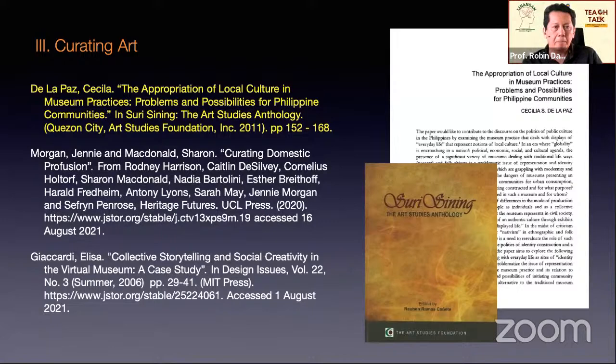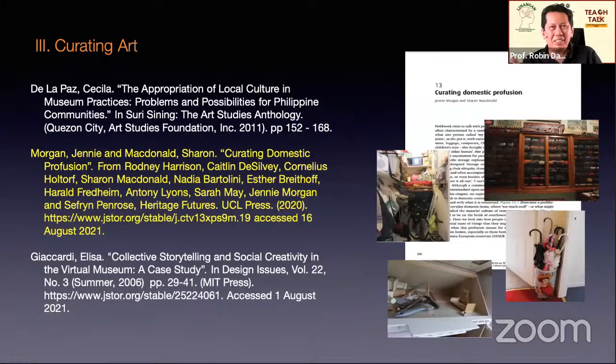Second article, and this is especially important during the pandemic, is curating domestic profusion. This is actually a little more anthropological, but it had to do with the curation of items at home. That's why you see pictures here of tools, collections of knickknacks, collections of umbrellas, things like that. Because one of the things I told my students is, have you ever looked at the objects in your home?